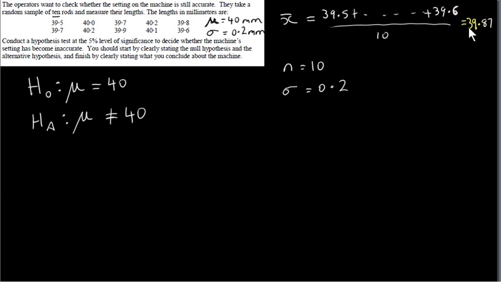So what we will be doing is comparing the sample mean to our hypothesized mean and seeing if this value of 39.87 is significantly far from 40 or not. If it's significantly far from 40, we will reject the null hypothesis. By significantly far, we're talking about a level of significance of 5%, and I'll explain a bit more about that later.